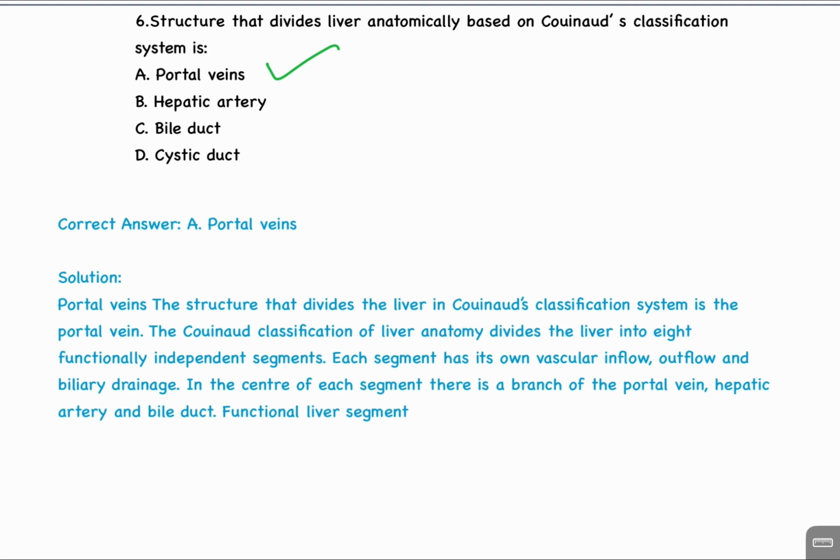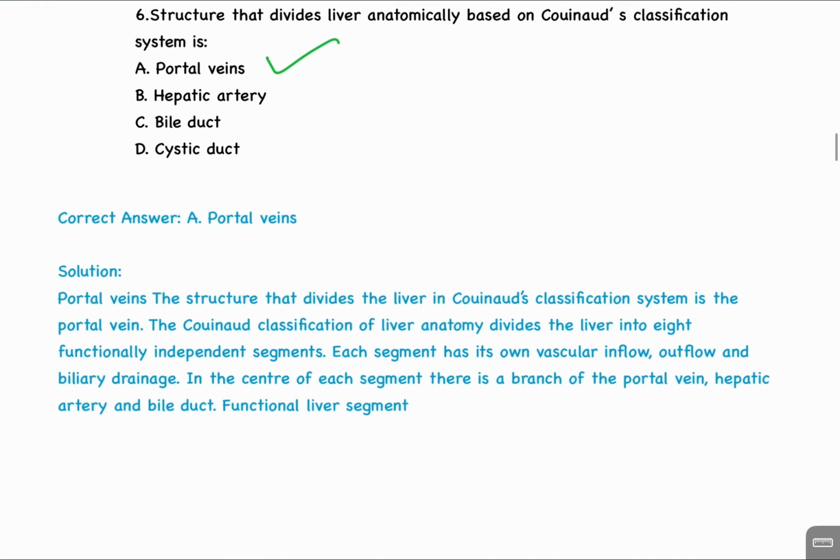The structure that divides the liver in Couinaud's classification system is the portal vein. The Couinaud classification of liver anatomy divides the liver into 8 functionally independent segments. Each segment has its own vascular inflow, outflow, and biliary drainage. In the center of each segment, there is a branch of the portal vein, hepatic artery, and bile duct.